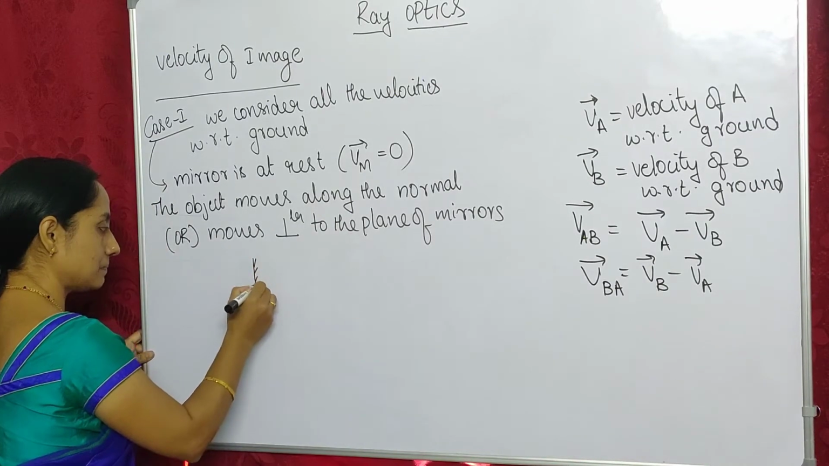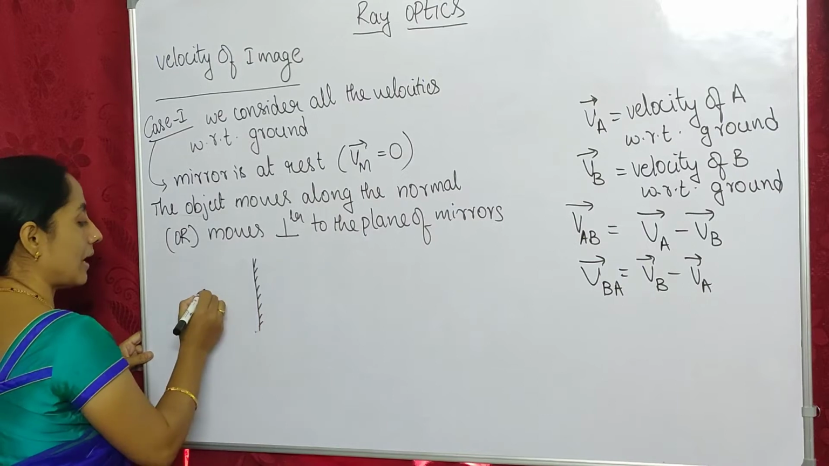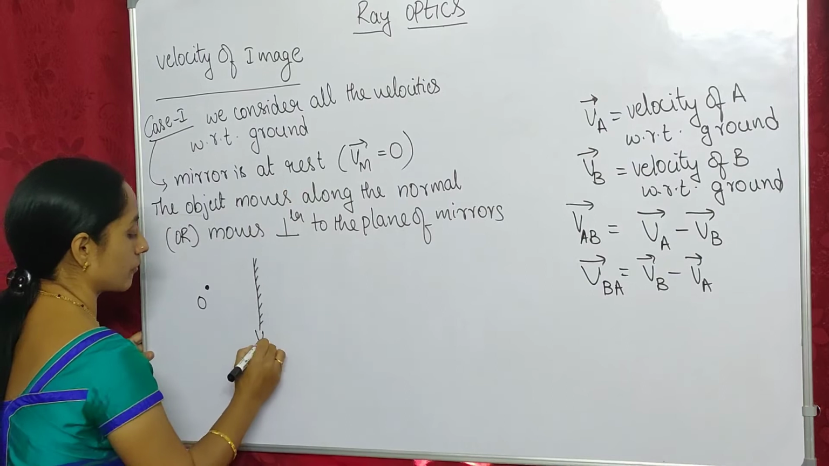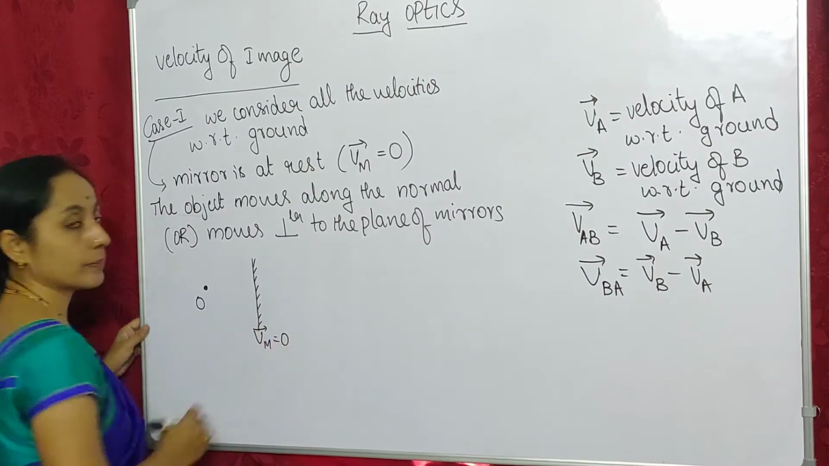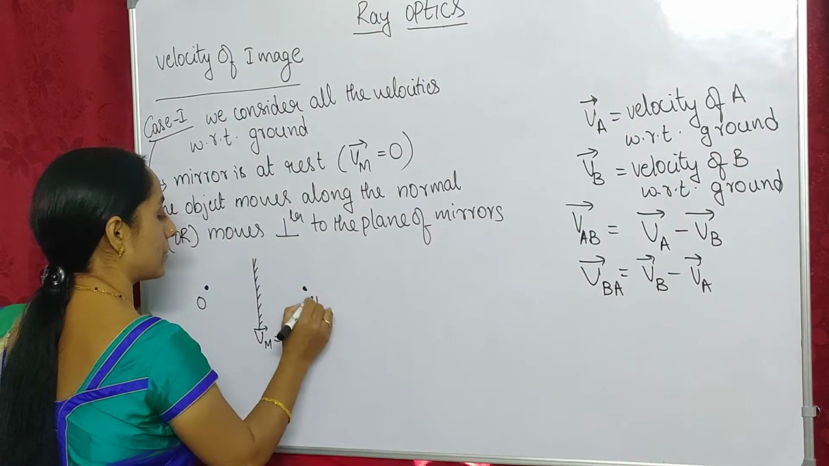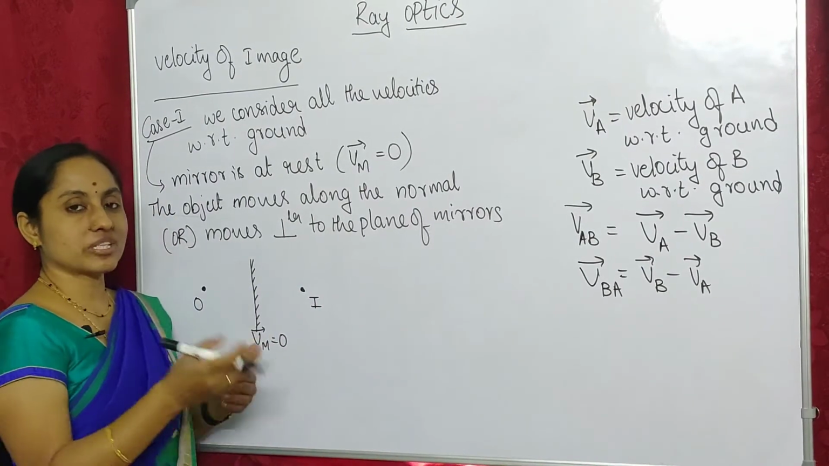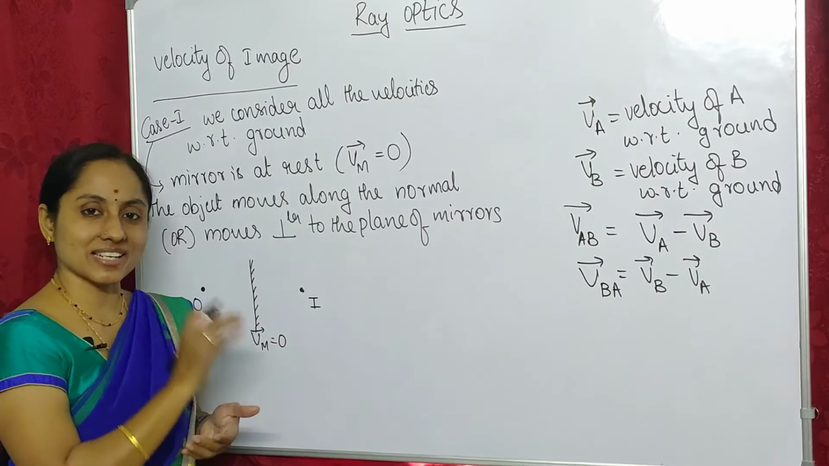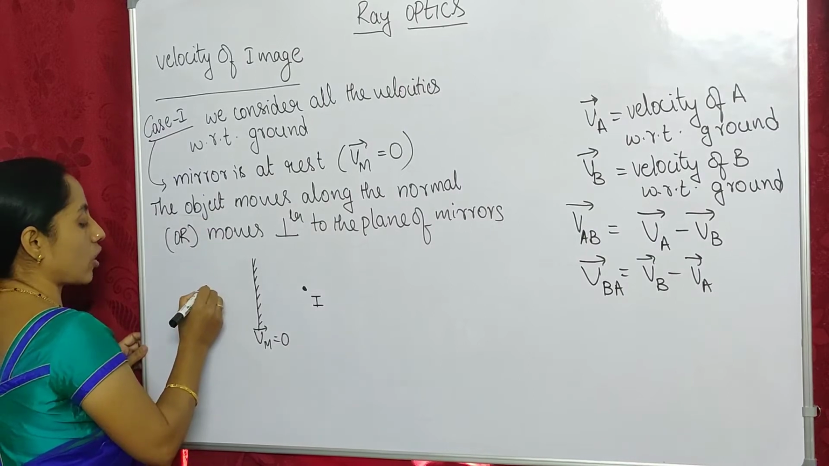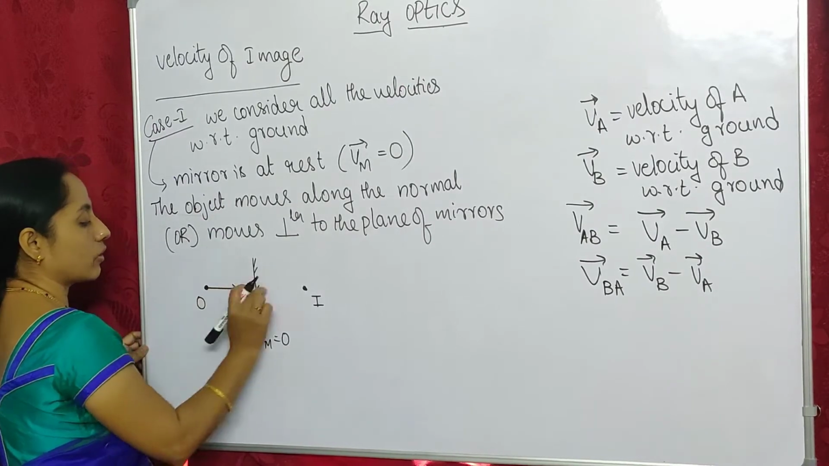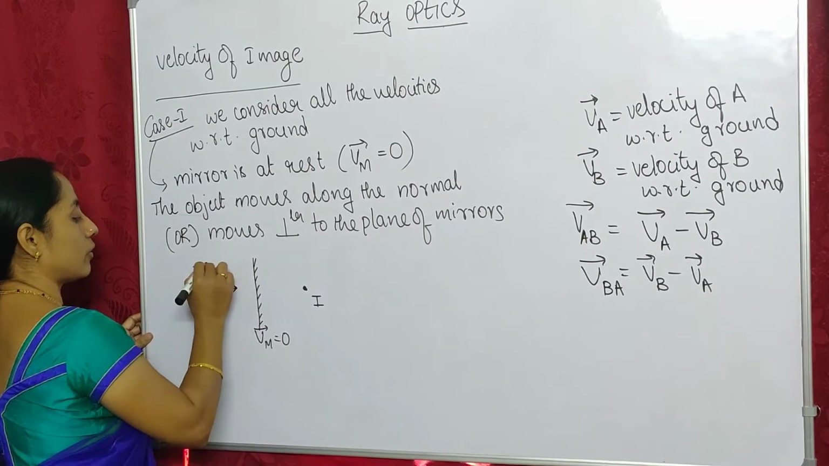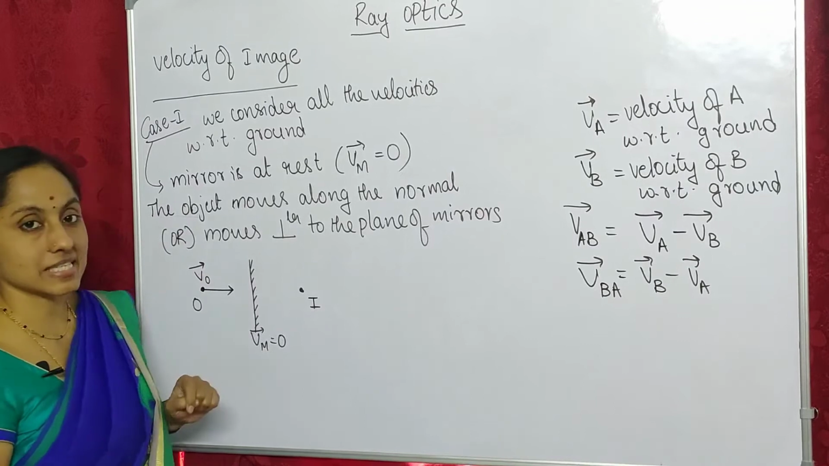So let us consider a plane mirror, and there is an object. We know that mirror is at rest, given. So Vm bar is equal to 0. Now we know that object distance is equal to image distance, so there is an image formed inside the mirror. Now we considered that the object is moving along the normal, or perpendicular to the plane of the mirror. Let us consider this is VO bar.